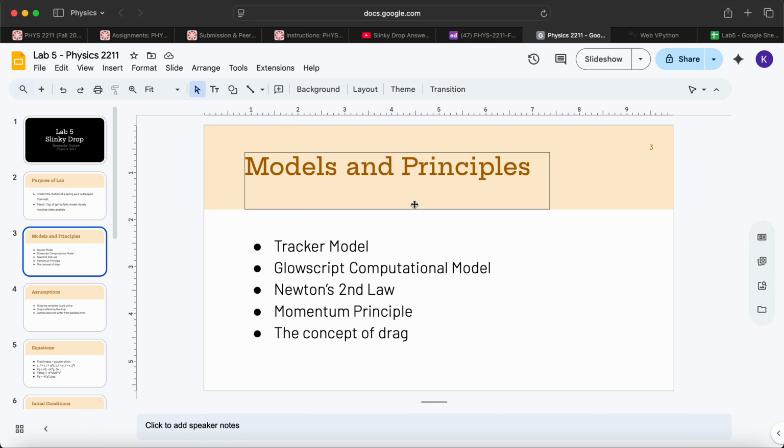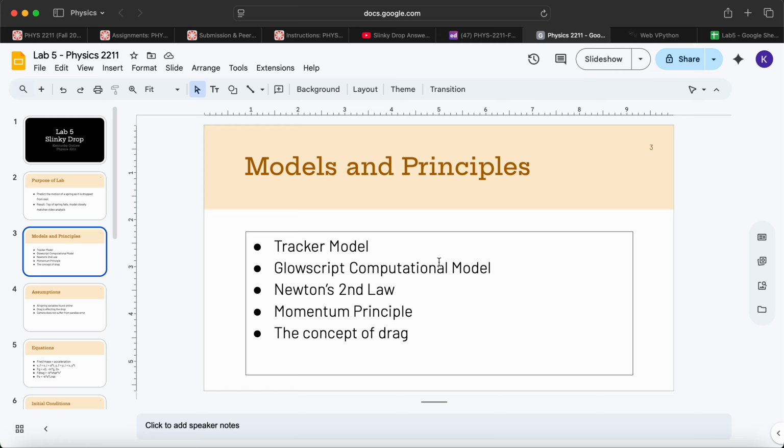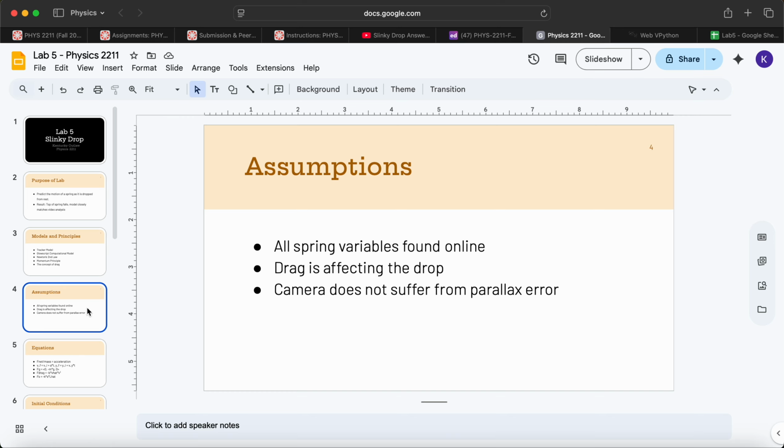The models and principles that we use are a Tracker model, the GlowScript model, Newton's second law, the momentum principle, and the concept of drag. Within Newton's second law, we're looking at three main forces: the force of gravity, the spring force, and our drag force.